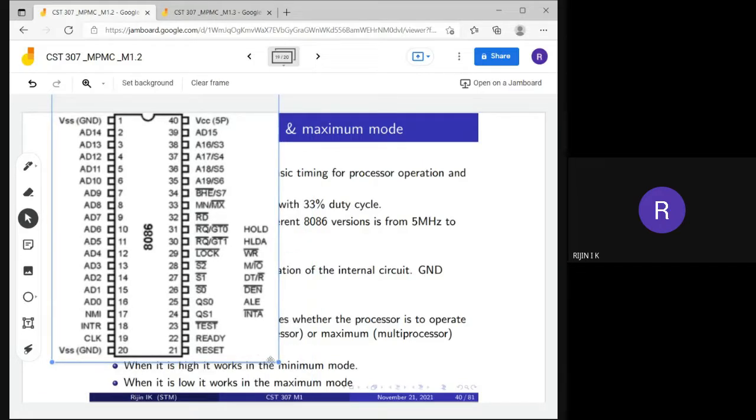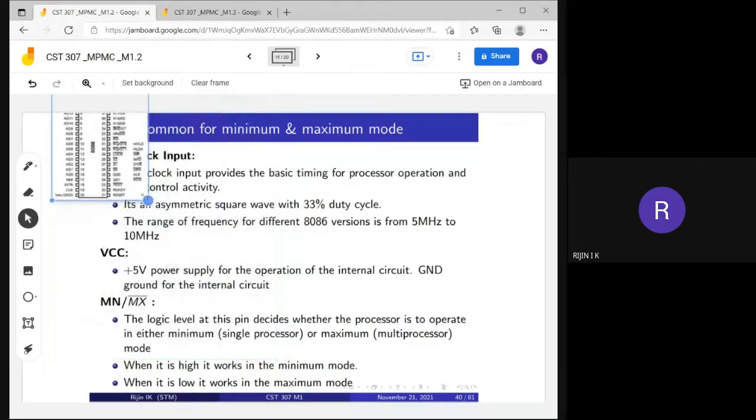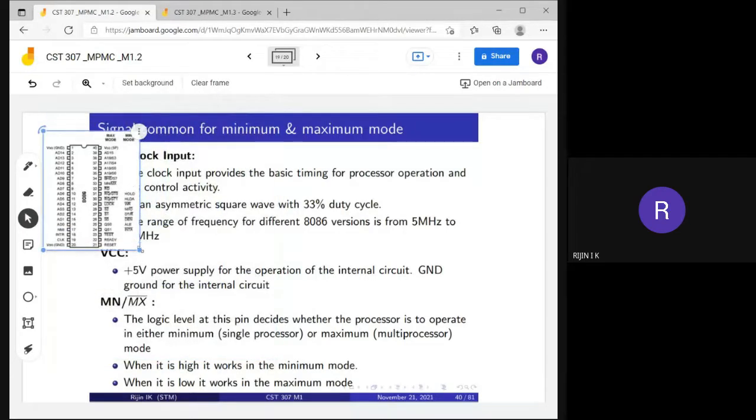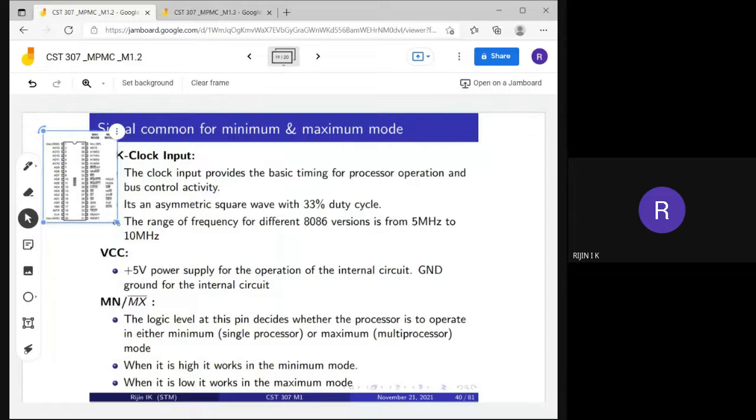പിന്നെ ഉള്ളതാണ് നമ്മുടെ മിനിമം ബാർ മാക്സിമം പിൻ, ദിസ് വൺ. ഓക്കെ, മിൻ ബാർ മാക്സ് പിൻ, പിൻ നമ്പർ 33. ഓക്കെ, മിൻ ബാർ മാക്സ് പിൻ. ആക്ച്വലി ഈ മിൻ ബാർ മാക്സ് പിൻ ആണ് ഡിസൈഡ് ചെയ്യുന്നത് വെദർ ഇറ്റ് ഈസ് എ മിനിമം മോഡ് ഓപ്പറേഷൻ ഓർ എ മാക്സിമം മോഡ് ഓപ്പറേഷൻസ്. ഓക്കെ, സോ അത് ഡിസൈഡ് ചെയ്യുന്ന പിന്നാണ് ദിസ് മിൻ ബാർ മാക്സ് എന്ന് പറയുന്നത്.